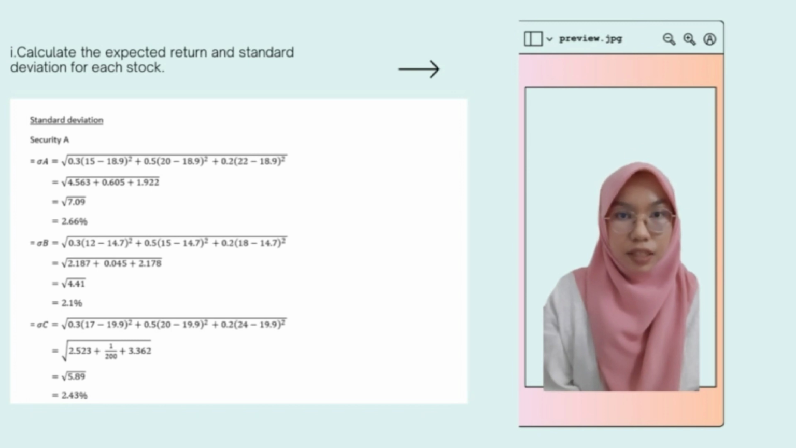For the standard deviation, it derives from the square root of the probability times estimated return minus expected return squared. For standard deviation of security A, it is 2.66%, for security B 2.1%, meanwhile for security C 2.43%. From the calculation made, it shows that security B contributes the lowest standard deviation, which represents low risk of investment.